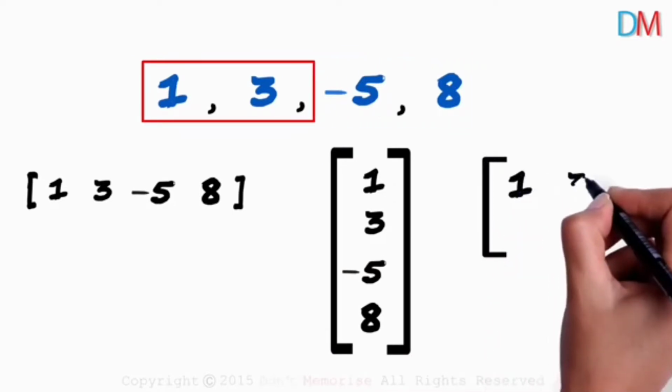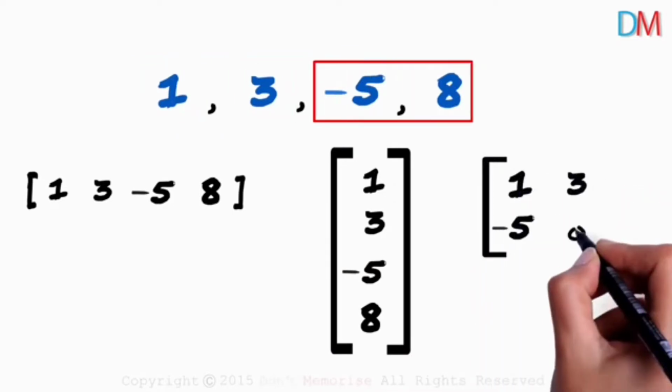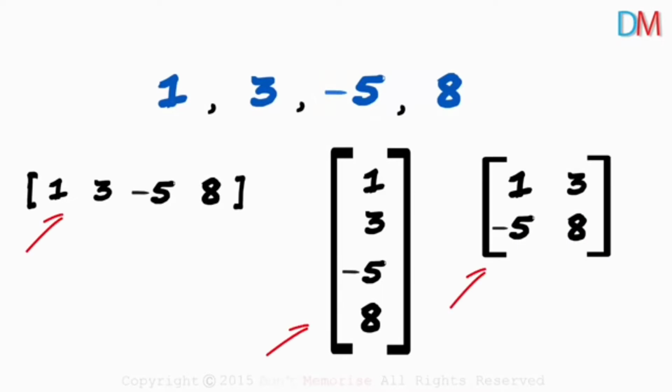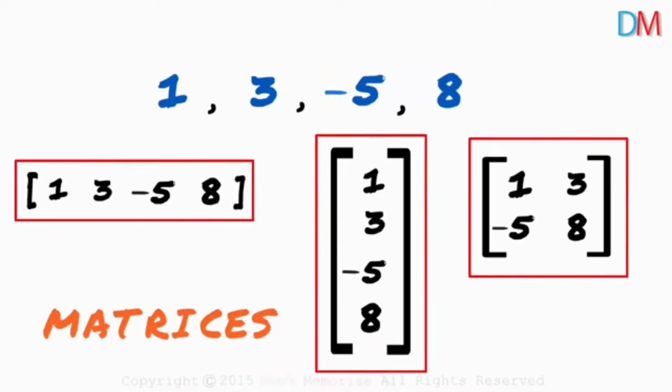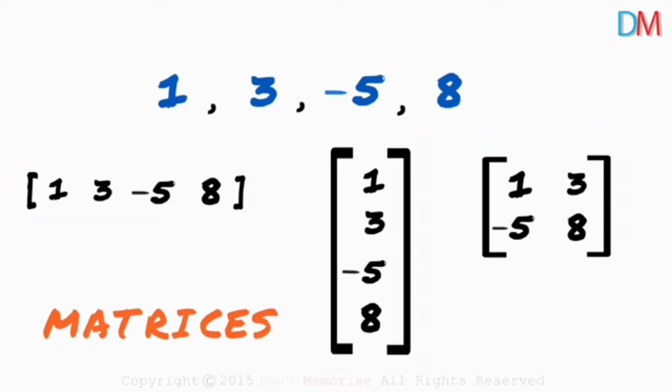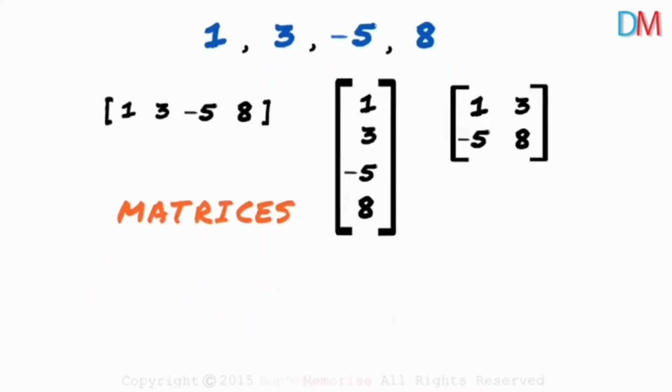The first 2 numbers in the first row and the last 2 numbers in the second row. All these 3 things you see here are called matrices. Each of these is a matrix, just an arrangement of rows and columns. But how do we properly define it?